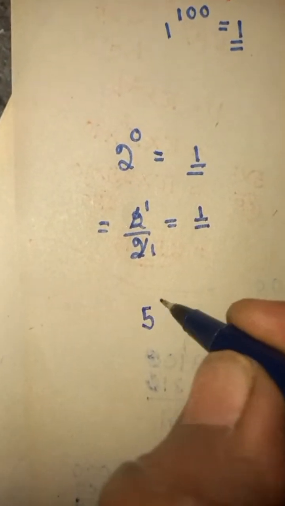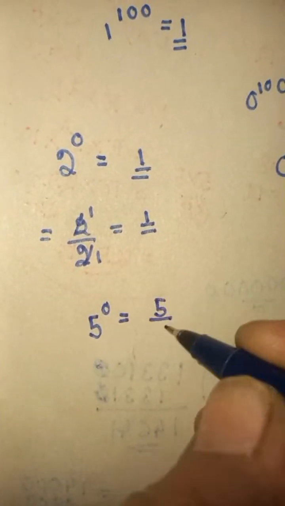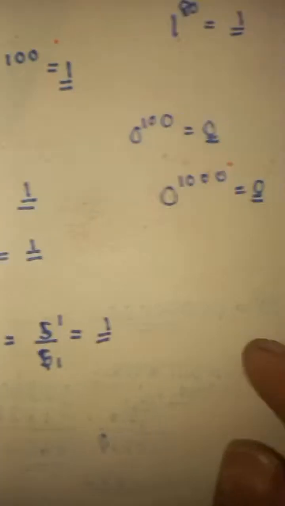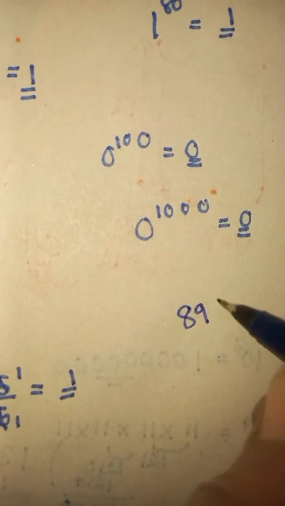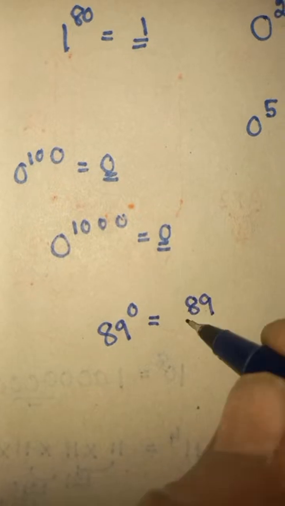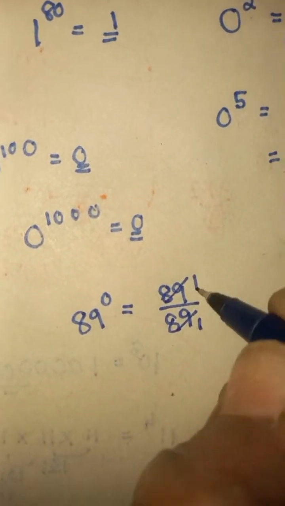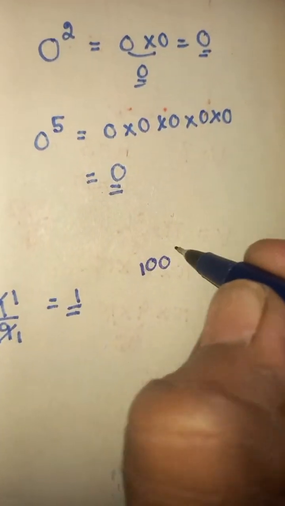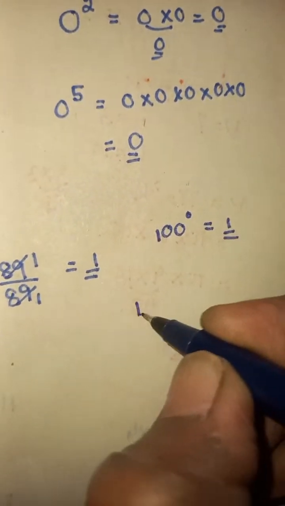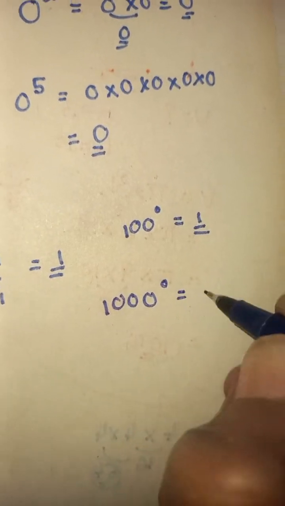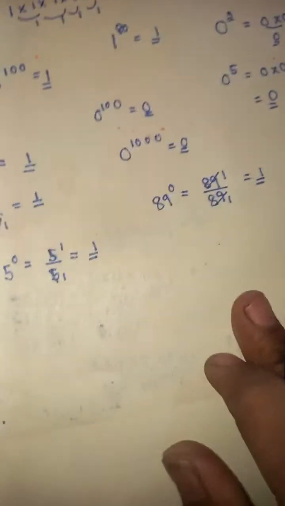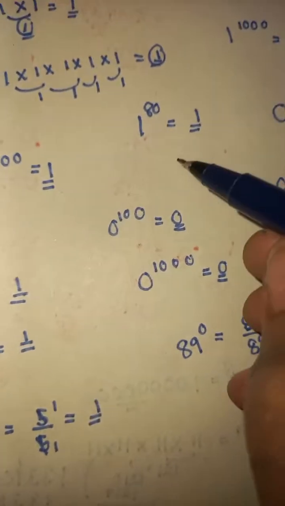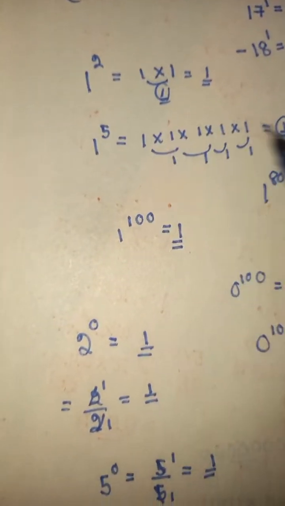If you take 5 power of 0, its meaning is 5 by 5, which is equal to 1. And if you take 89 power of 0 also, it is 89 by 89, and it remains equal to 1. 100 power of 0 is also equal to 1, and even 1000 power of 0 is also equal to 1. Here I told you all about power of 0, positive exponents, exponents with the power of 1, all of those.